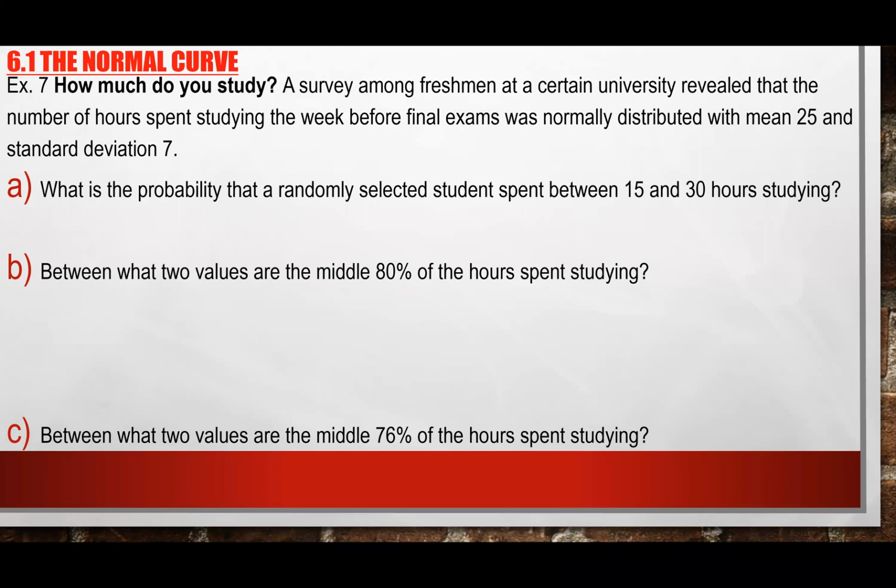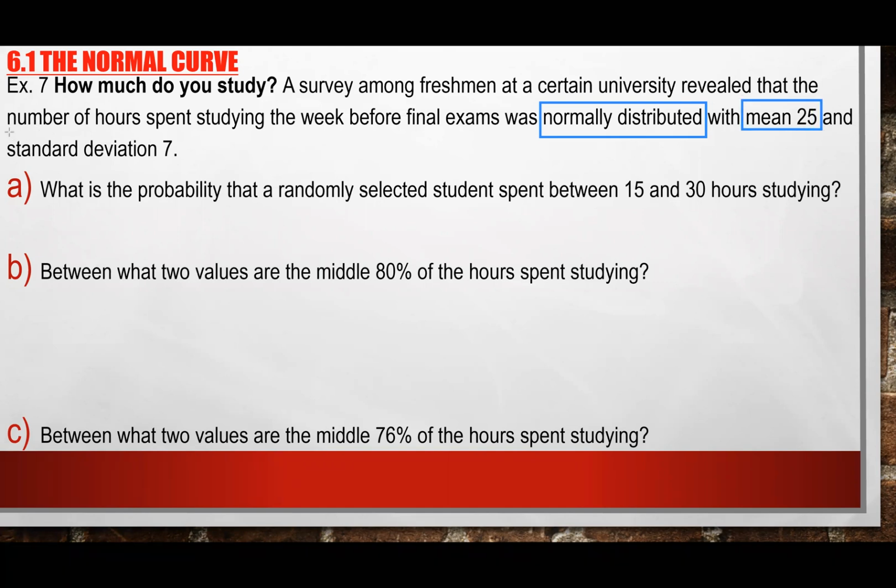Let's take a look at example 7. A survey among freshmen at a certain university reveals that the number of hours studied the week before the final exam were normally distributed. The only reason they put normally distributed in here is to tell you that your data is a bell-shaped curve. They give us the mean of 25 hours and the standard deviation of 7 hours. So the freshmen cram, and study on average 25 hours the week before the final exam. What is the probability that a randomly selected student spends between 15 hours and 30 hours?